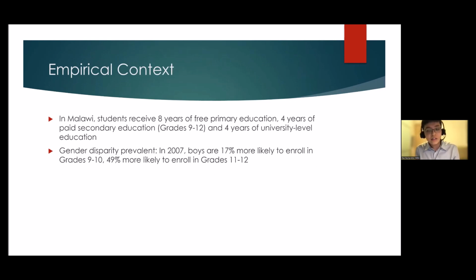So here's the empirical context of the paper. In Malawi, students receive 8 years of free primary education, 4 years of paid secondary education, and 4 years of university level education. The education conditional cash transfer focuses on the second stage. So students at grade 9 and grade 10 are eligible for the cash transfer. As in many African countries, gender disparities are prevalent. At the time of the intervention, boys were far more likely to enroll in secondary education and to complete their secondary education.